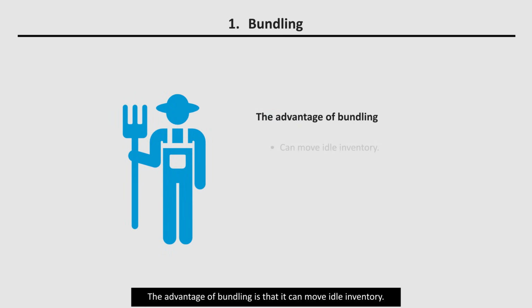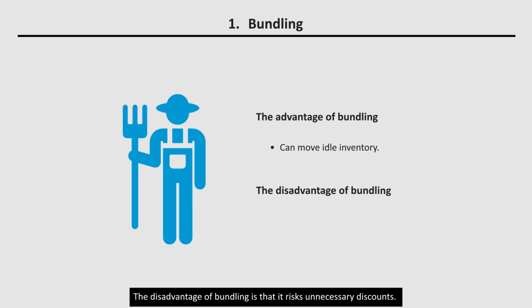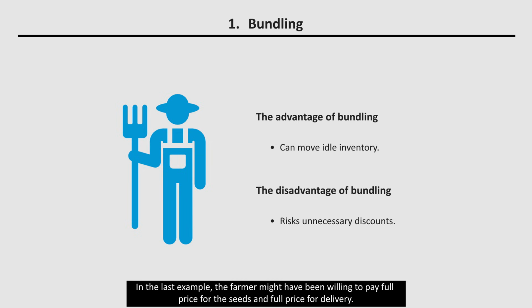The advantage of bundling is that it can move idle inventory. The disadvantage of bundling is that it risks unnecessary discounts. In the last example, the farmer might have been willing to pay full price for the seeds and full price for delivery.